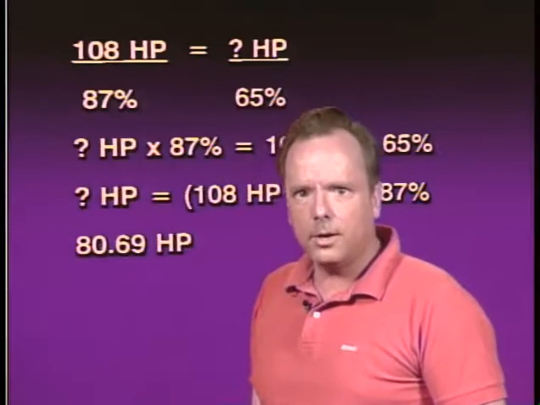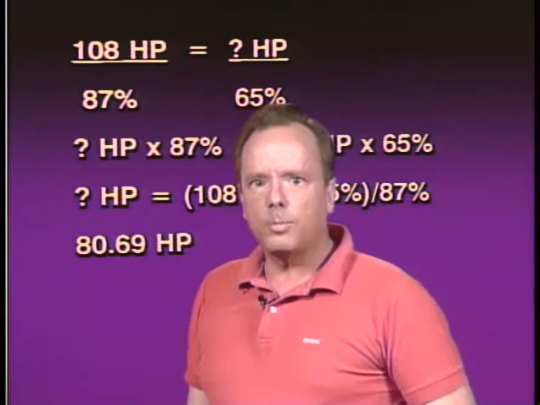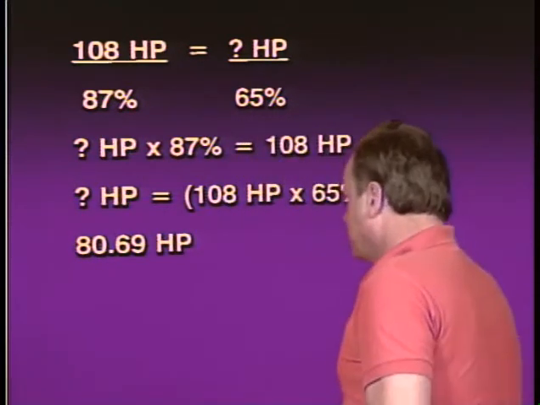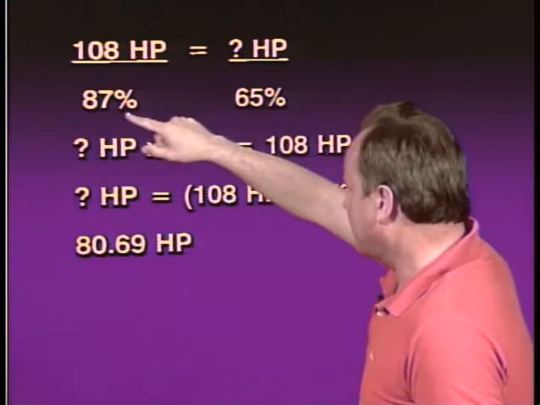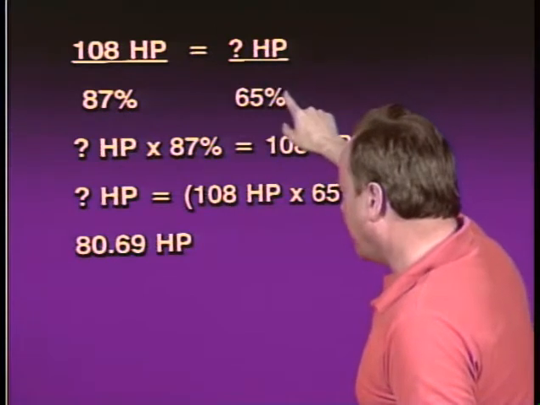An engine develops 108 horsepower at 87% power. What horsepower would be developed at 65% power? Well, we could do this a lot of ways. Let's make it a proportion. 108 horsepower at 87% equals what percent horsepower, or what horsepower actually at 65%?